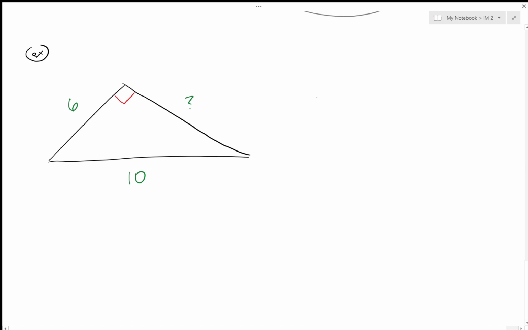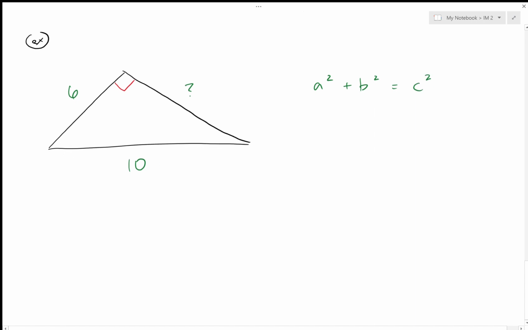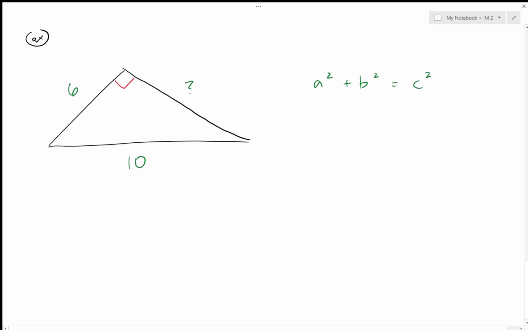Again, if we're given two sides of a triangle and we're trying to find the third, and it's a right triangle, we can use Pythagorean Theorem. Let's match it up. So between the 6, the question mark, and the 10, C is the most important side. So C is the hypotenuse. In this case, 10 is C. A and B really doesn't matter where you put it. I'll call A 6 and B the one that we're missing.